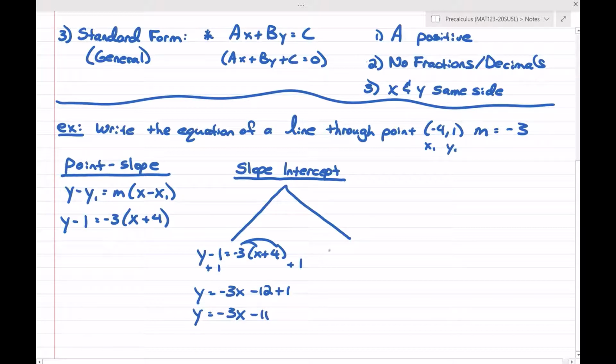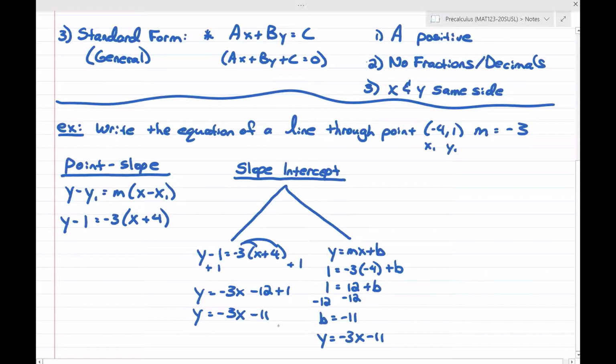Another way we could do this, remember slope-intercept form is y is equal to mx plus b. Well, we have a y value from our point. We have a slope of -3. We have an x value from our point. The only thing we don't have is a b, or a y-intercept, which we could easily solve for. This would be 1 is equal to 12 plus b, and if we just use basic algebra, subtract the 12 on both sides, you'd get that b is equal to -11. So to tie it together, our slope and our y-intercept, you could see we get the same answer no matter which way we do it. I prefer the second way, but there's always maybe 20% of the class that likes the first way better.